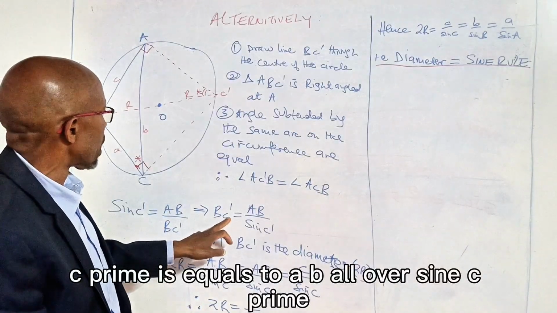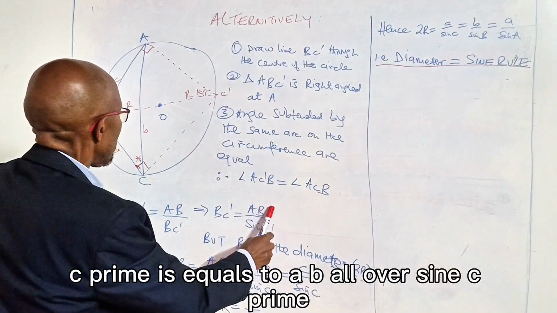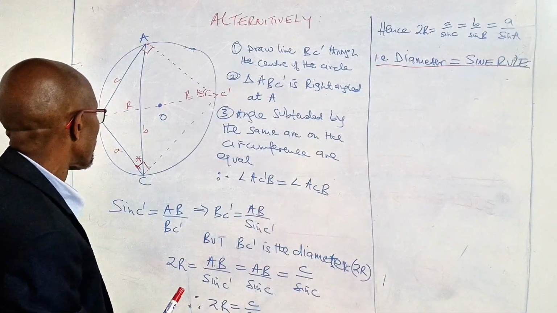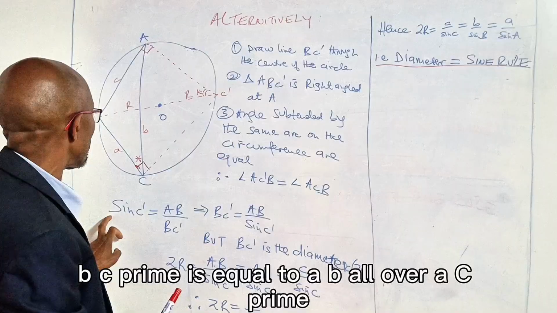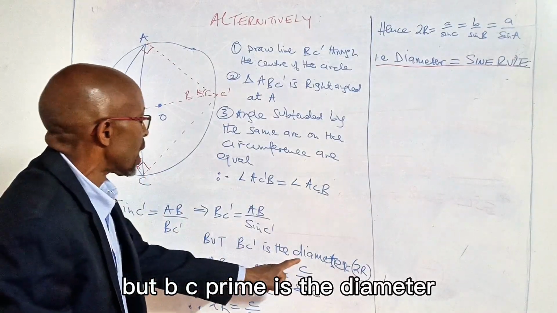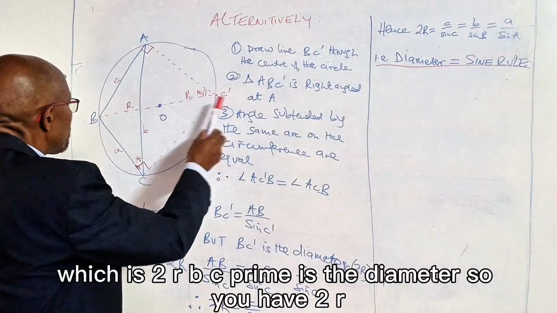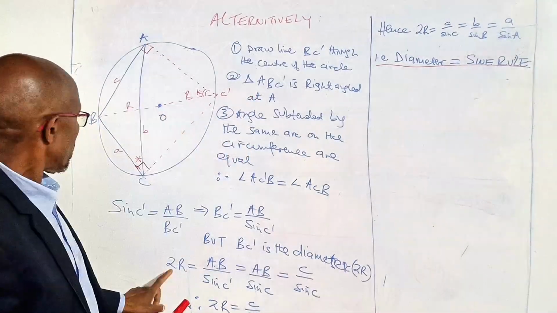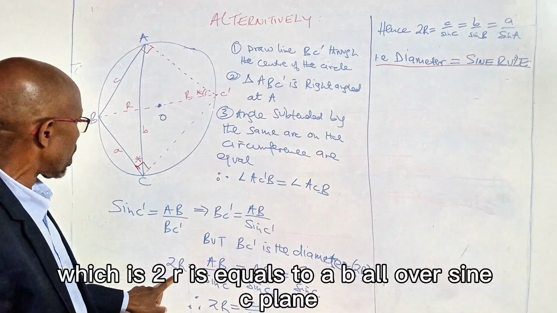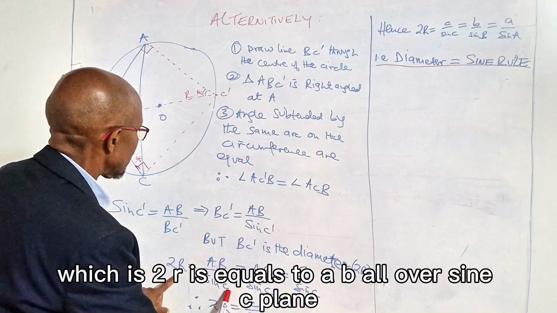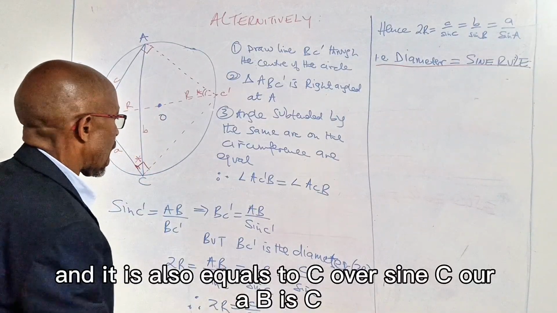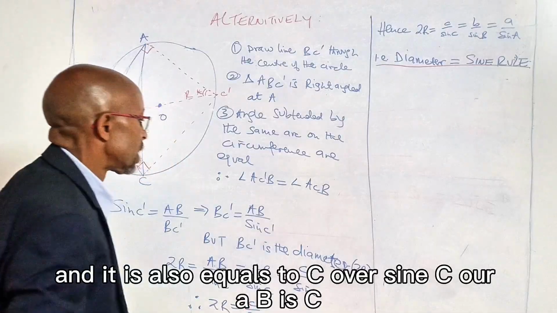This implies that BC prime is equal to AB all over sine C prime. But BC prime is the diameter, which is 2r. Therefore, our BC prime, which is the diameter, 2r, is equal to AB all over sine C prime, which is equal to AB over sine C, and it is also equal to c over sine C.